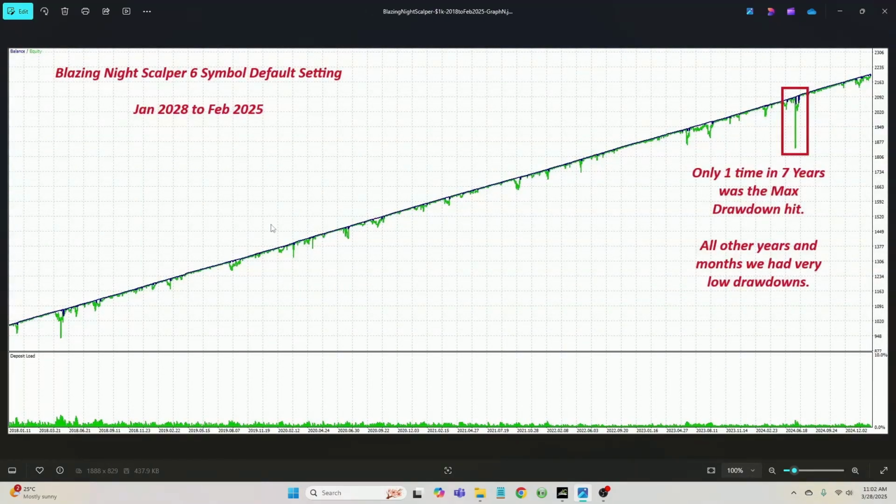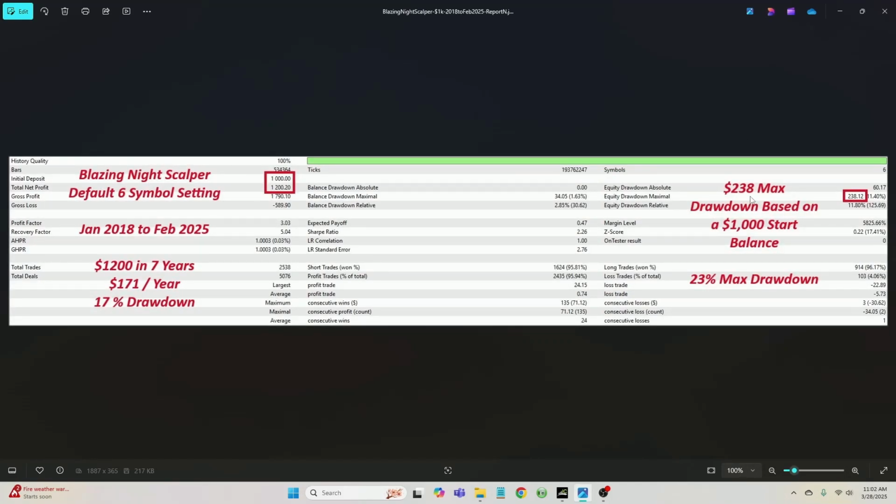The default setting gives a very similar graph with 6 symbols, except this drawdown here was not as severe as when using 14 symbols. It looks like having the 14 symbols at this time, a whole bunch of them all just got working against us during that short period of time. As you can see here, it was a $238 max drawdown based on a start balance of $1,000. So we only had a 23% max drawdown instead of an 80% max drawdown. So this was a lot safer using the 6 symbols.